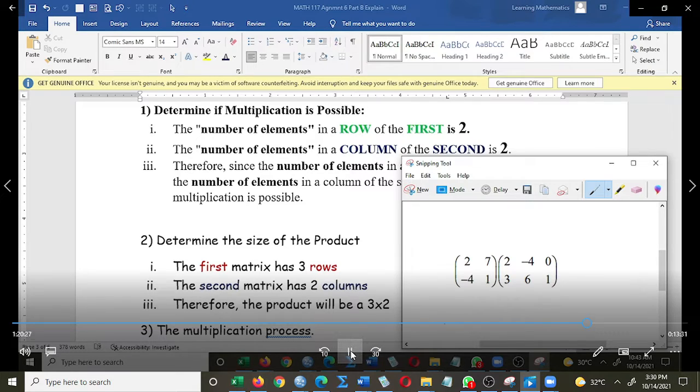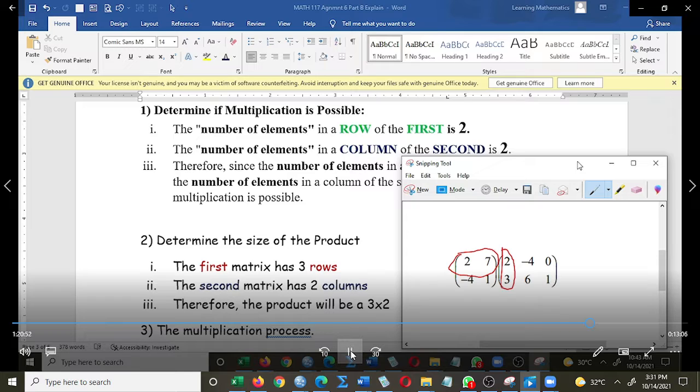And the column of the second has two elements as well. Right. So multiplication is possible. Agreed? Yes, sir. One, two, one, two. What will be the size of the product?